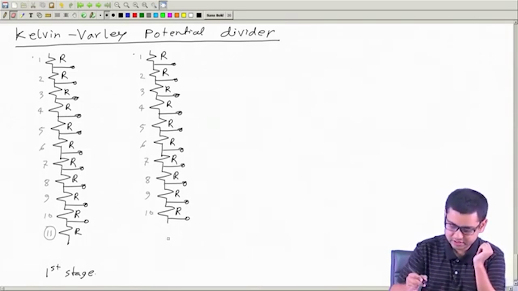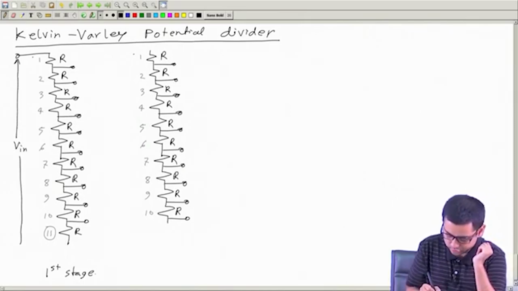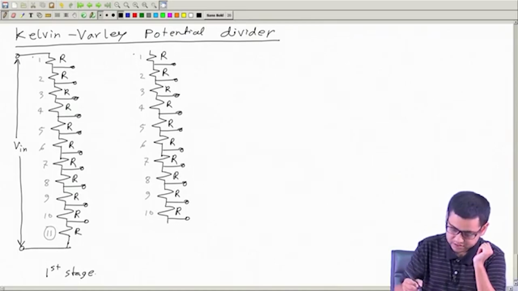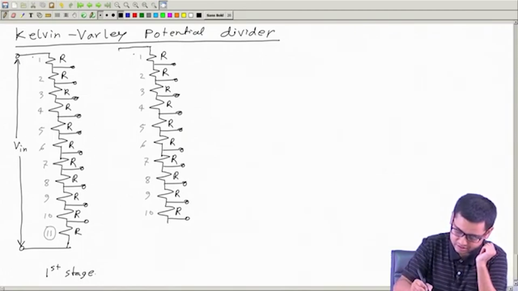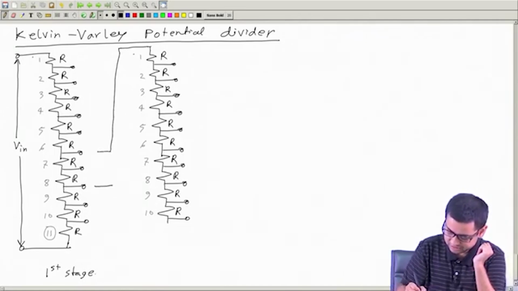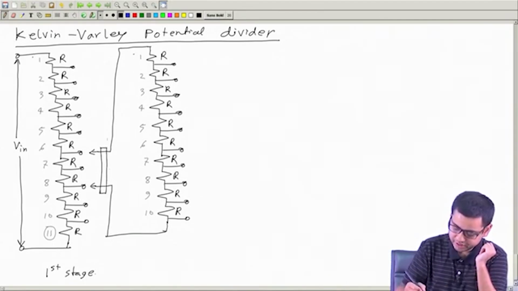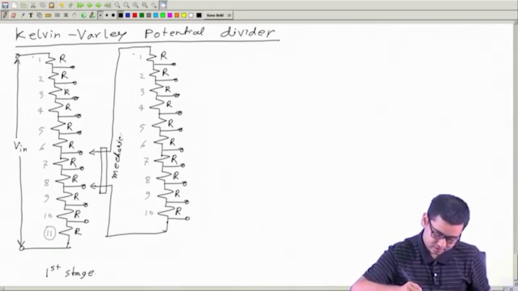Now, what I will do is, so you know the input will of course be at the first stage. So, this is the input V in, and here there will be a nice trick. The trick is like this. So, we will have two jockeys instead of one, and these two jockeys will be mechanically coupled. So, these two move together. Okay. So, this is mechanical coupling.